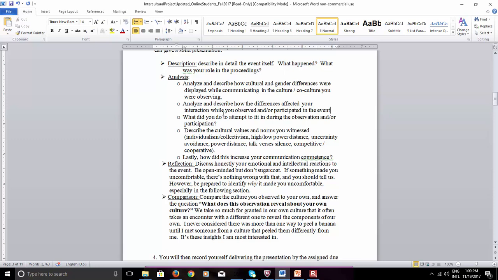You can also use your textbook for the analysis portion of your presentation as a source, because remember, you're going to need at least 3 separate, reputable, documented, and retrievable resources. So your textbook can be one of them. And then lastly, discuss how this interaction increased your communication competence.